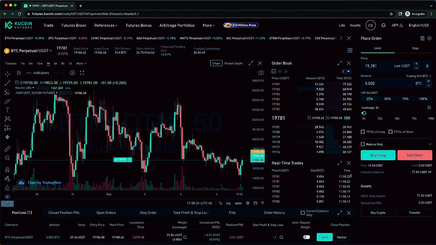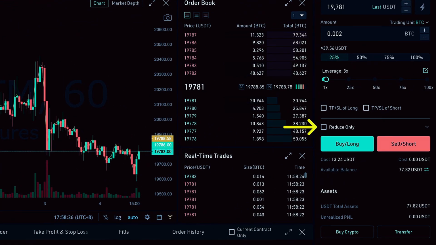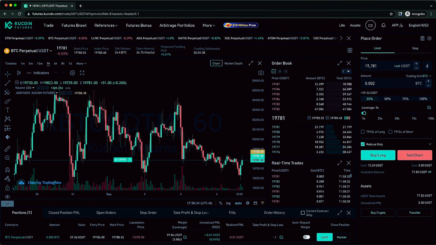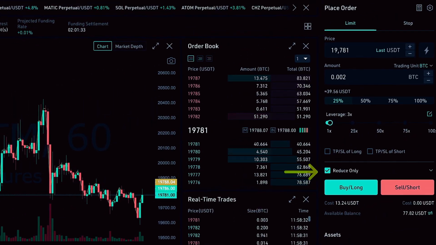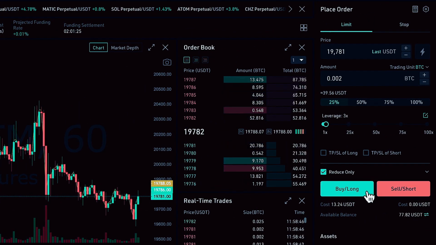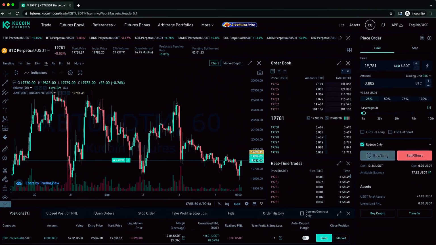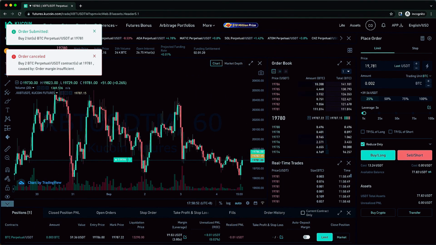By now, you've probably also noticed the reduce only option right here. Whenever we activate reduce only, the system will only allow us to reduce our current position. So for example, let's say we have an open long position for Bitcoin. Now, when reduce only is activated, the system will not allow us to increase our long position, because as the name says, it's reduce only.